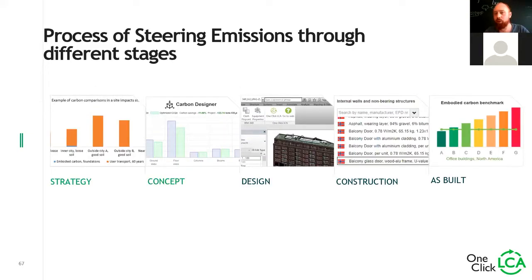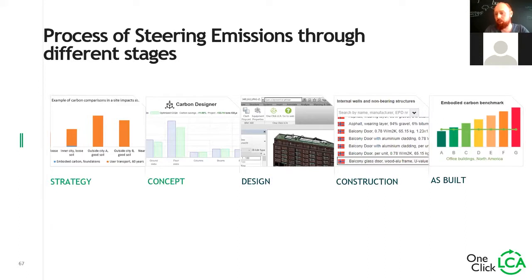We can use this for different types of stages, so we can steer emissions through different stages. If we're doing building LCA carbon studies, it's always best to start as early as possible. The best way would be to do it in the strategy phase, where, as I showed earlier, any changes you make have very high benefits and very low costs. After that, it becomes much more difficult.